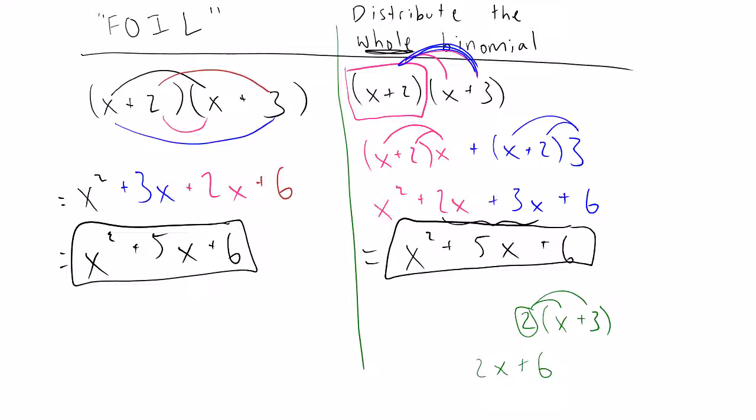Now, when we only have binomials, that means 2 terms, like x plus 2 is a binomial, FOIL will get the job done. It's fine. But if you ever do any more complicated functions like trinomials or other polynomials, this idea that you can distribute entire expressions is a very good and sophisticated concept. Something you should take note of.